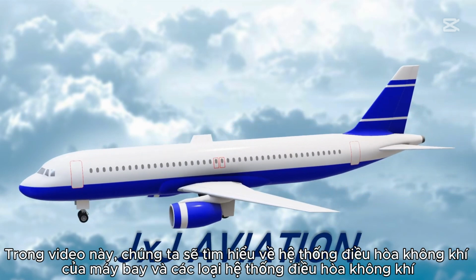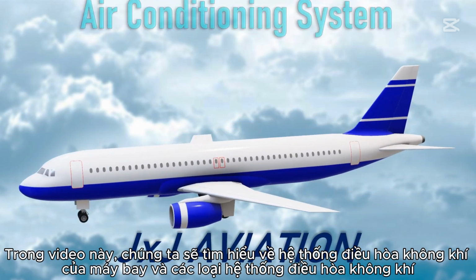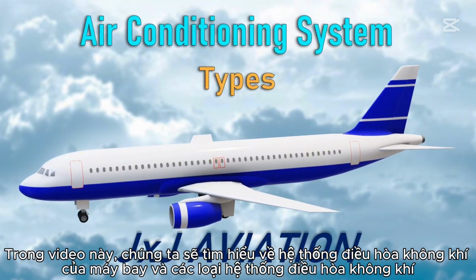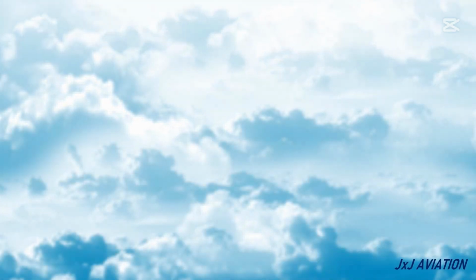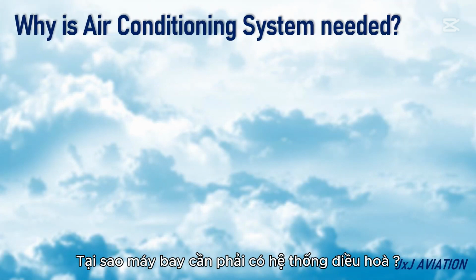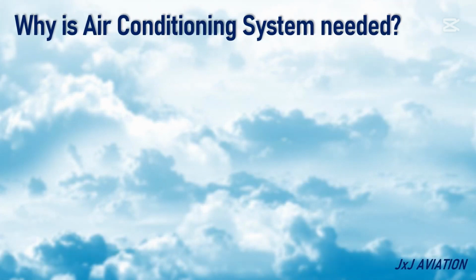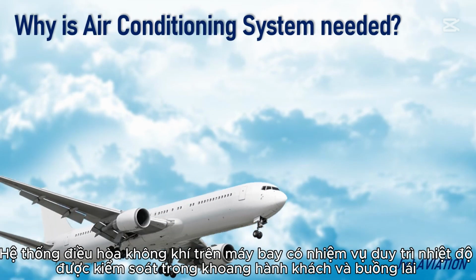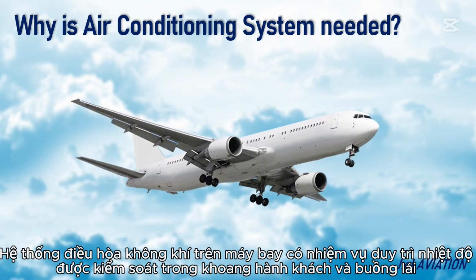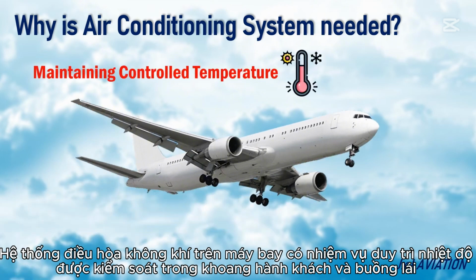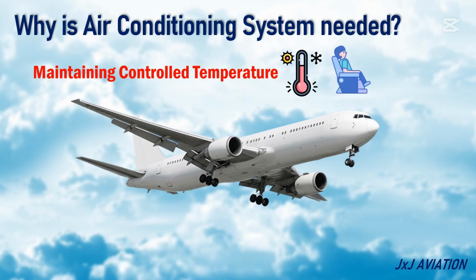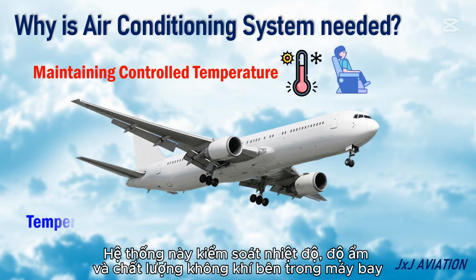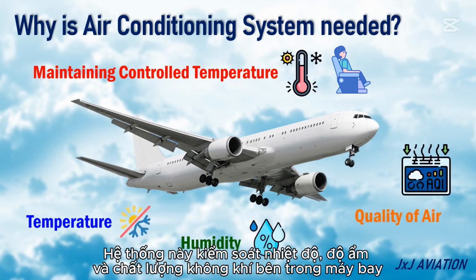In this video, we will be looking at an airplane's air conditioning system and the types of air conditioning systems. Why is an air conditioning system needed in an aircraft? An air conditioning system in an aircraft is responsible for maintaining a controlled temperature in the cabin and the cockpit for the comfort of people on board the aircraft. This system controls the temperature, humidity, and the quality of the air inside the aircraft.